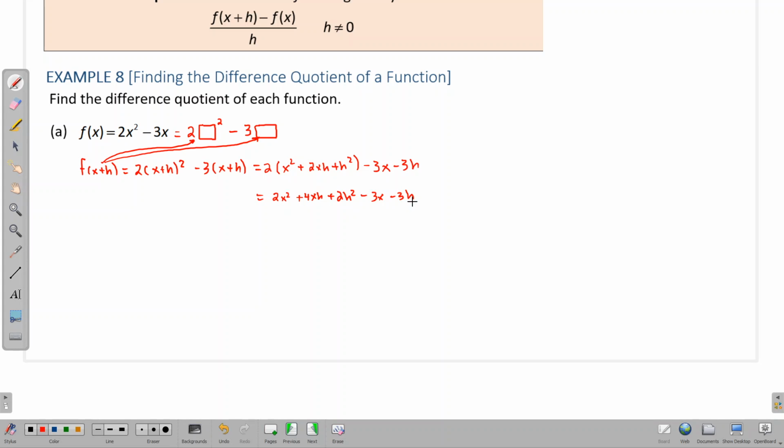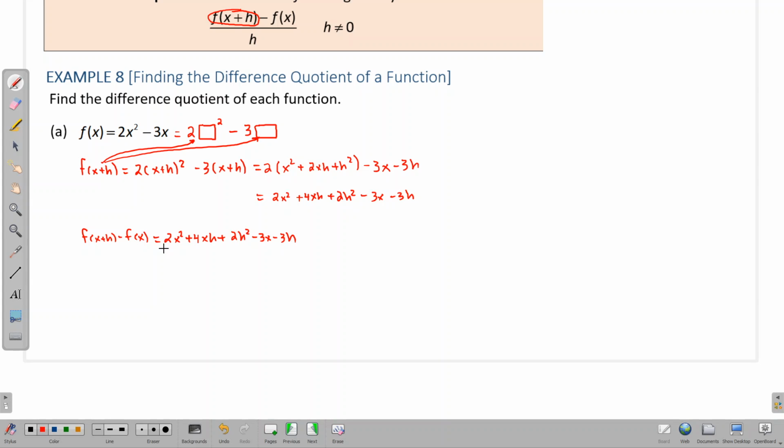And then distribute the 2, so 2x squared plus 4xh plus 2h squared minus 3x minus 3h. This entire thing is just this part of the difference quotient. So let's finish off the numerator. The numerator is f of x plus h minus f of x, which is this expression. And then we're supposed to subtract f of x.